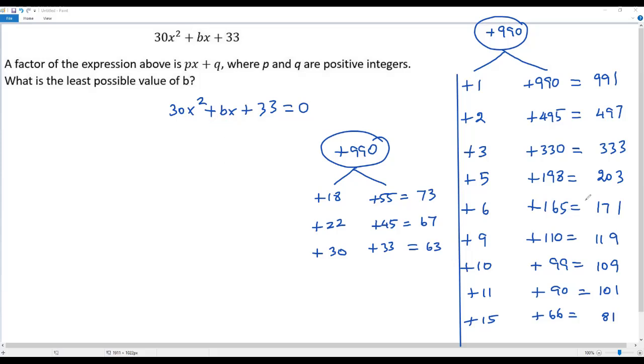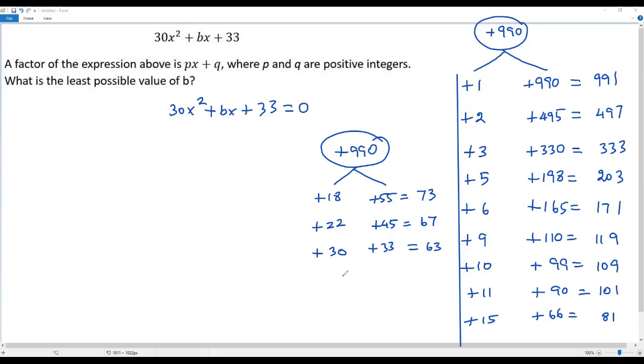So when I try the different pairs of factors, initially I got the sum of the two factors as 991. When I tried the other possible pairs of factors for 990, the sum of the two factors, I mean the value of b, is getting decreased. At one stage I reached the value of b as 63.